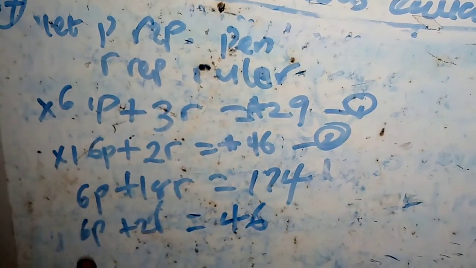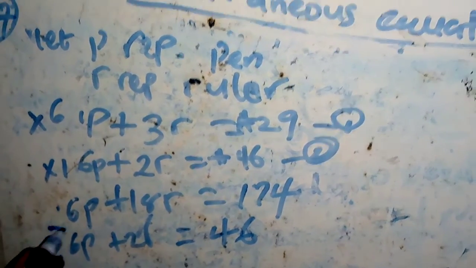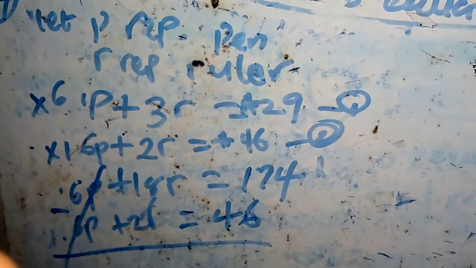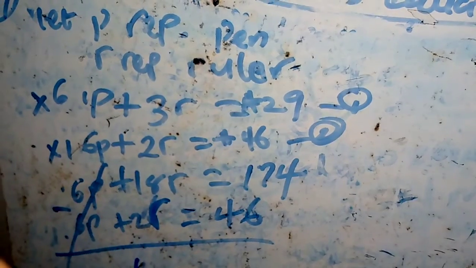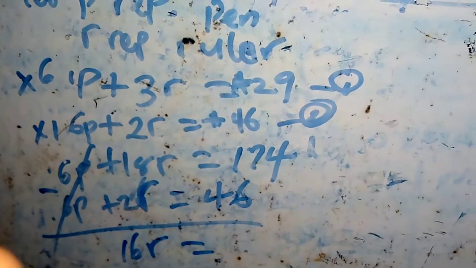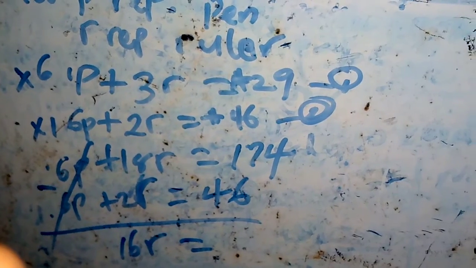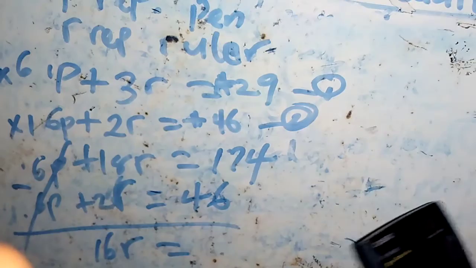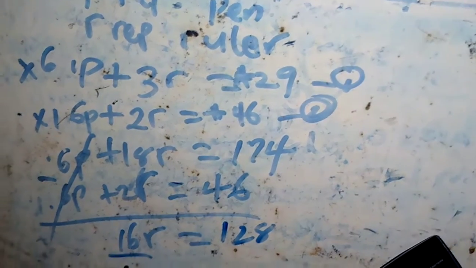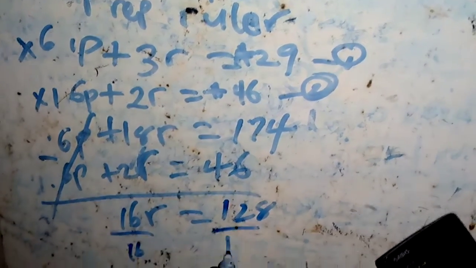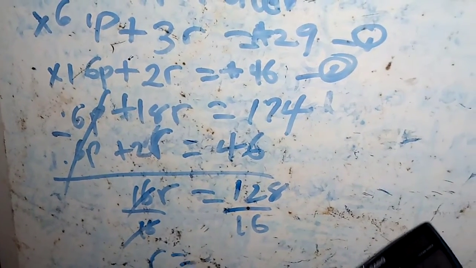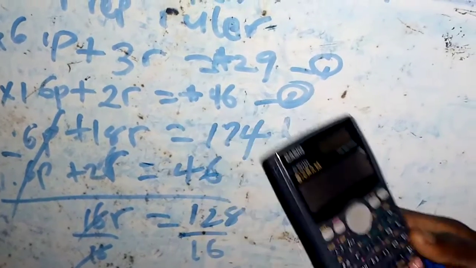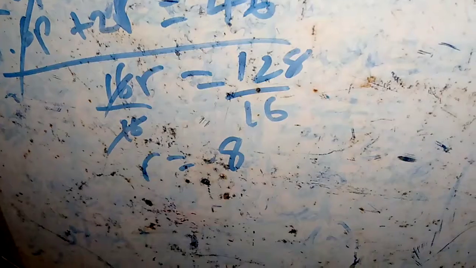So our P terms are the same, plus and plus, so we subtract to cancel them. Then 18R minus 2R is 16R equals, when we subtract, 174 minus 46, that is 128. Then divide both sides by the coefficient of R, that's 16. 16 cancels 16, and 128 divided by 16 is 8. So our R equals 8.